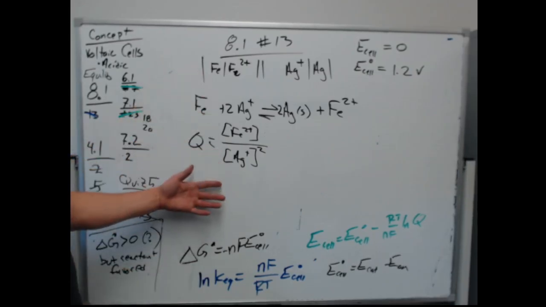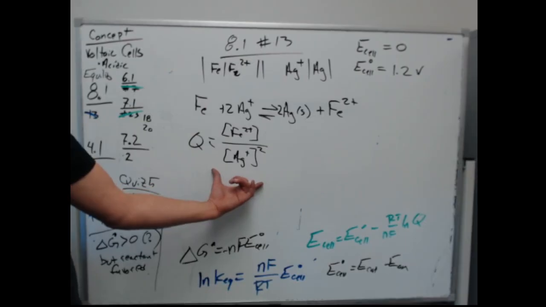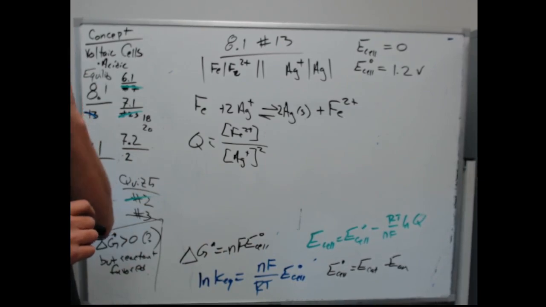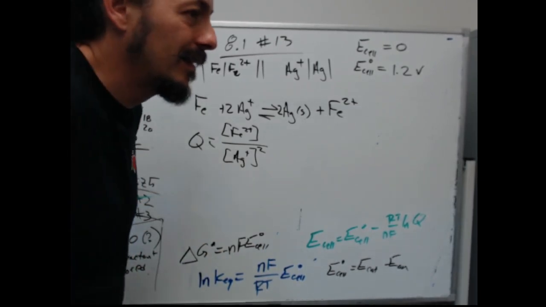And then the other one is adding more Ag+. Adding more Ag+ decreases the Q, right? It's going to make the Q smaller. If the Q is smaller, then we've got to go back towards products more. And then this was the thing I was asking you: is the cell potential affected by letting half of the water in each of the cells evaporate?